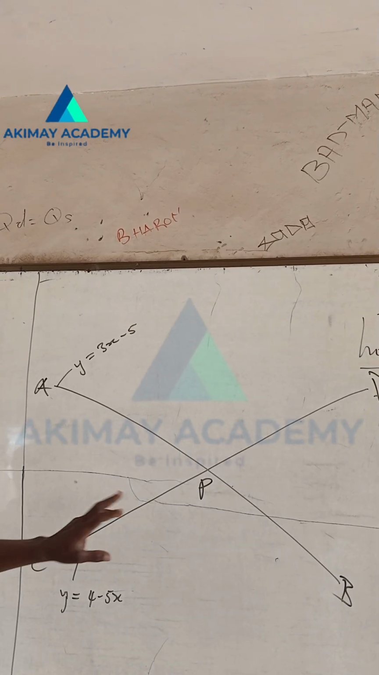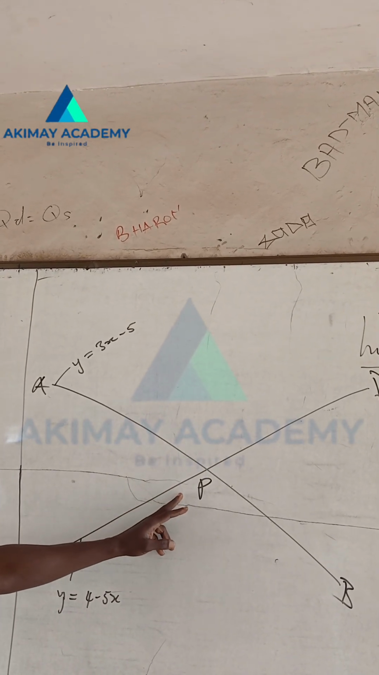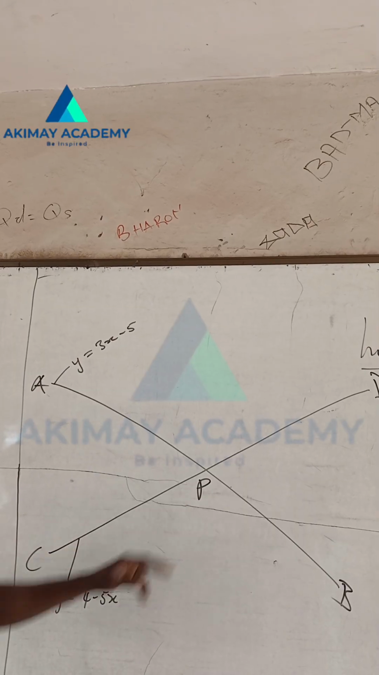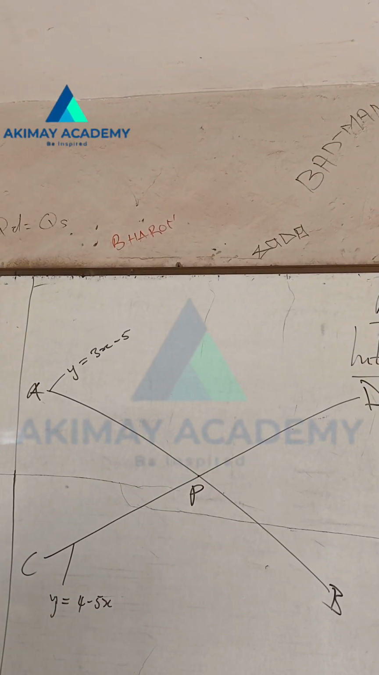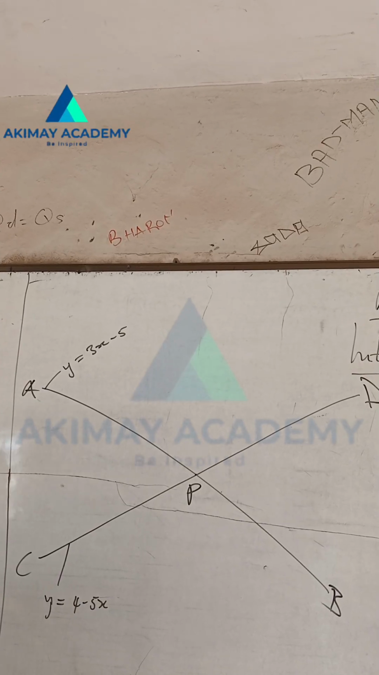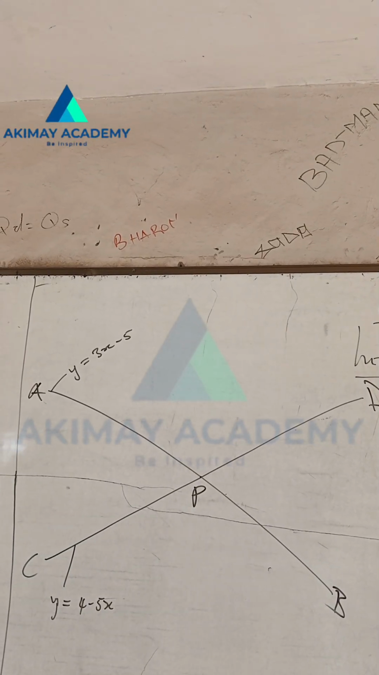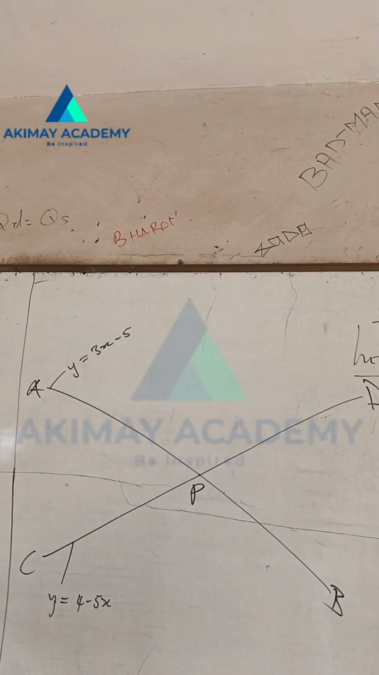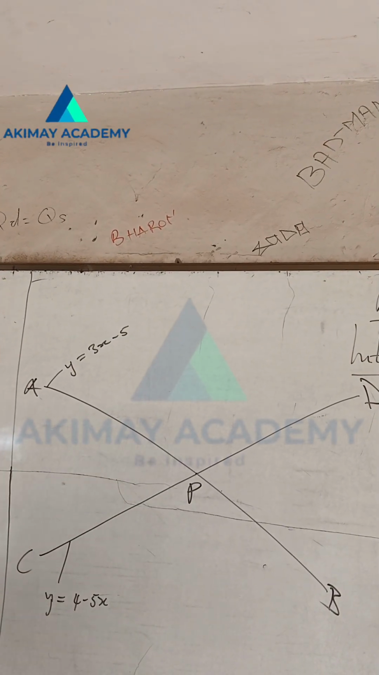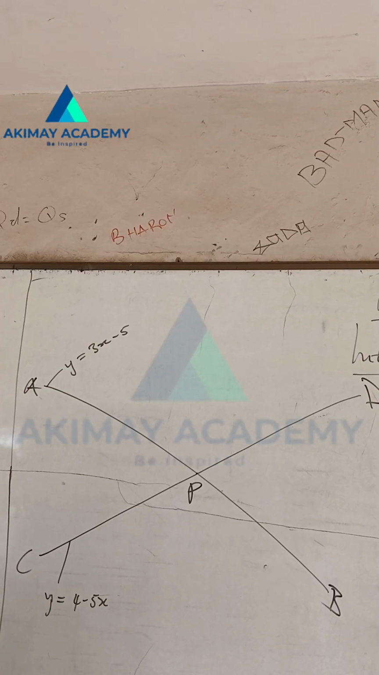Now the question is, how do we find the coordinates of the point P over here? So the intersection point, how do we find the coordinates of P? That's what we are talking about. And we are saying that to find the coordinates of point P, what we have to do is to solve the two equations simultaneously, as it was indicated.